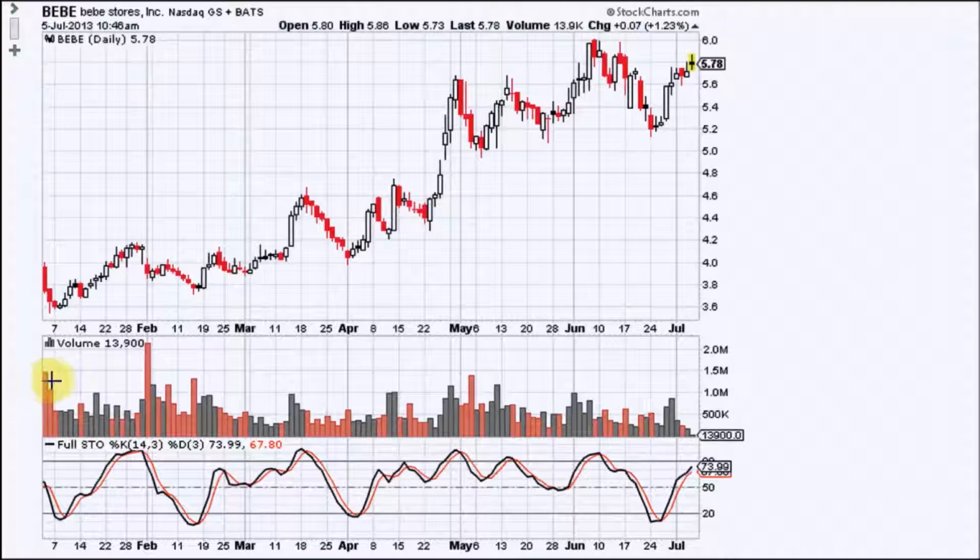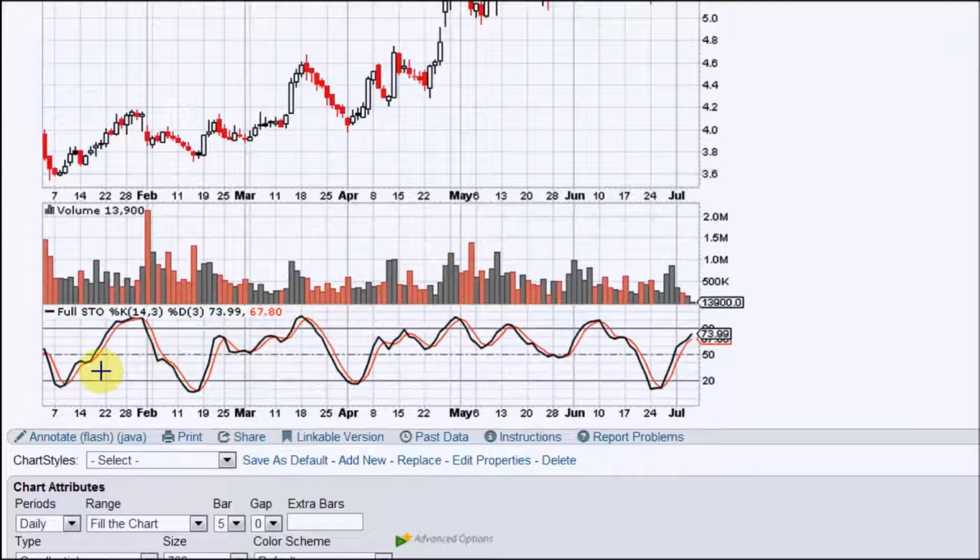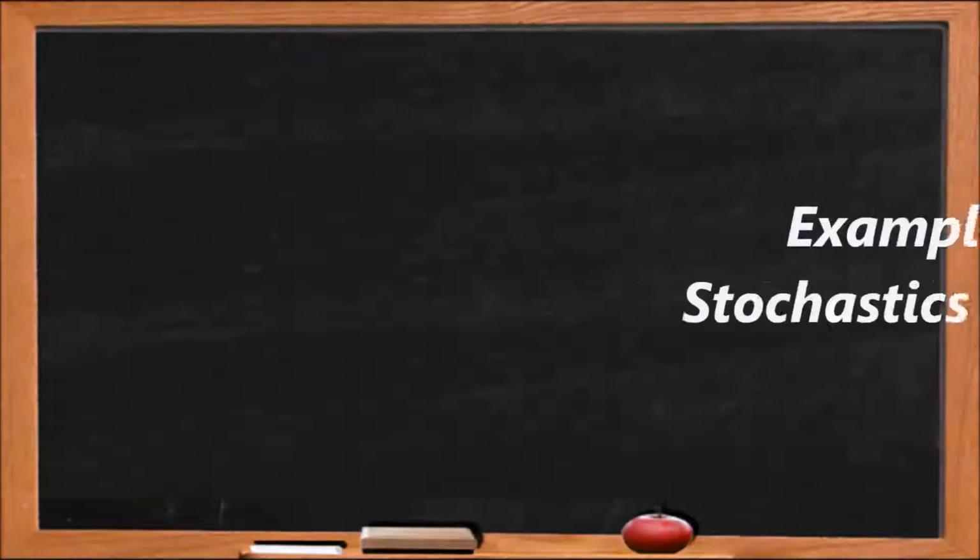Now, when you load it up, it's got two lines. The red one is the signal line. The black line is actually the stochastics. It ranges from a low of 0 to 100. It also has three horizontal lines. The lower one is the 20 line, the mid line is the 50 line, and the upper line is the 80 line.